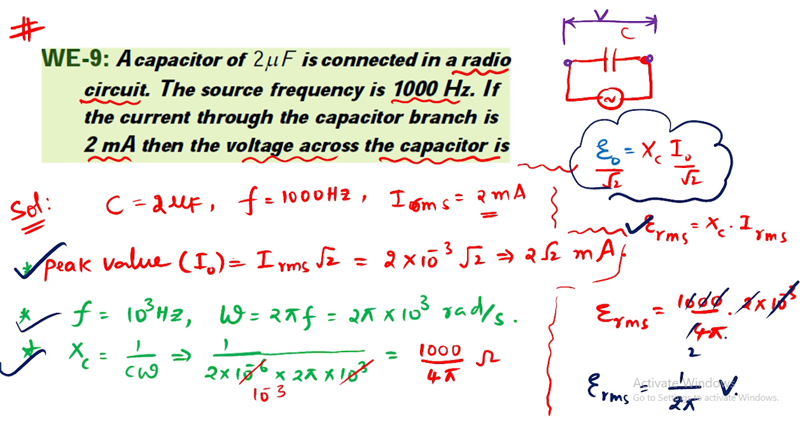Clear? So in an AC circuit only the RMS value flows. Peak value and all we need to calculate. If you need, you can calculate. If you don't need, you can remove.